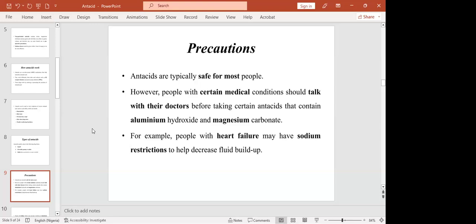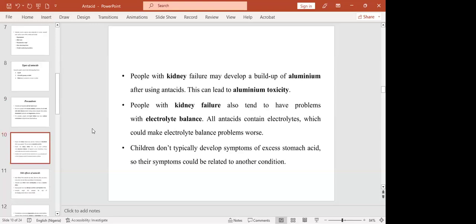But in all honesty, most people can safely take antacid with little or no side effects, except for those ones I've mentioned to you. So people with kidney failure may develop a buildup of aluminum after using antacid. So this can lead to aluminum toxicity. People with kidney failure, again, also tend to have problems with electrolyte imbalance. If you see their UECR, you would always see all of those electrolytes, they are very scattered. So that's the person that is now taking extra sodium. Before you know, sodium has jumped up.